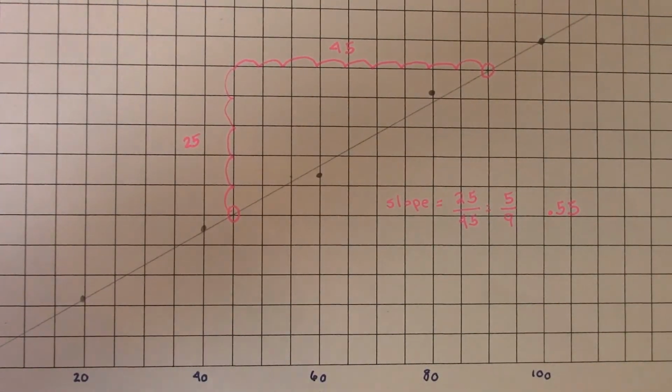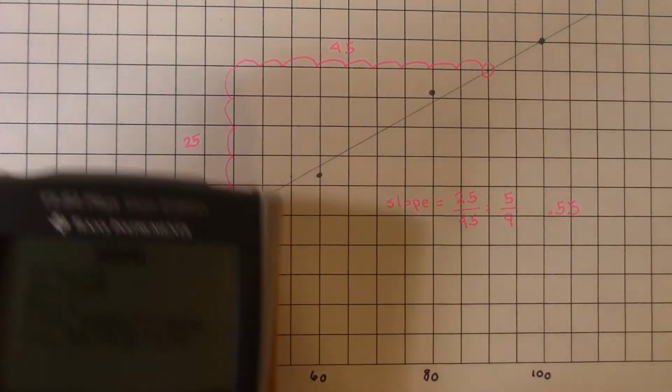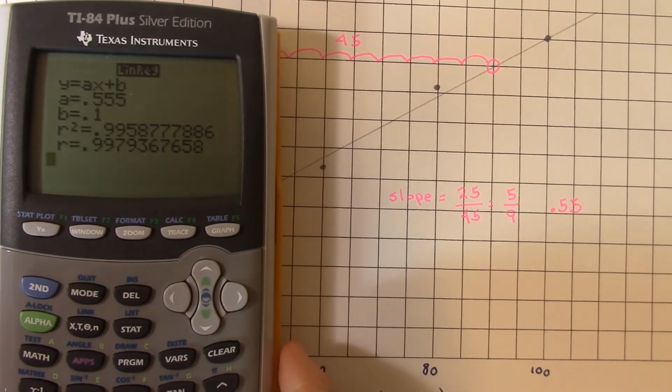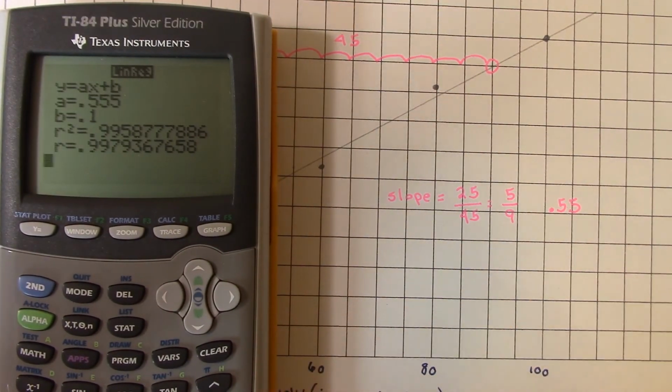Using the calculator, I came up with A, the coefficient of the x term of the slope, as 0.555, and B is 0.1, which is 1 millimeter. So that's a very, very small amount for B. So it's very close to the 0 that it should be.